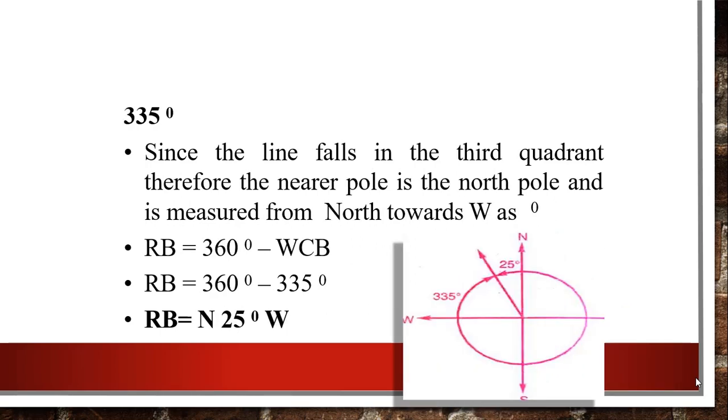Now, the last bearing is 335 degree. Since the line falls in the fourth quadrant, the nearer pole is the north pole and the bearing is measured from north towards the west. So, for getting the reduced bearing, you have to deduct the whole circle bearing value from 360 degree and the answer obtained is RB equal to north 25 degree west, okay. So, this is basically the conversion of whole circle bearing to the reduced bearing. In this way, you have to carry out the conversion.